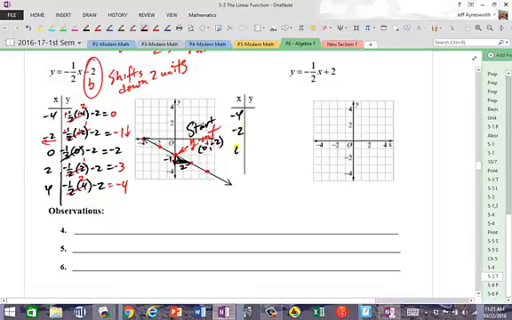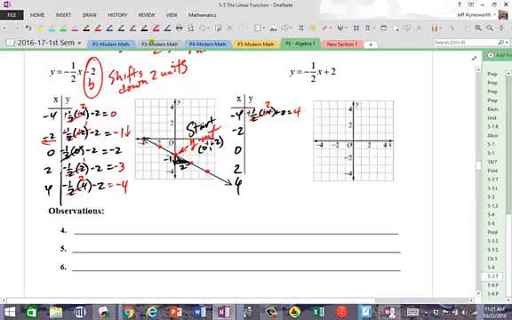Now we're going to shift it up to. So we're going to add 2 to the negative 1 half x. Negative 1 half times negative 4 plus 2. So we cancel out the negatives first. 2 into 4 is 2. 2 plus 2 is 4.